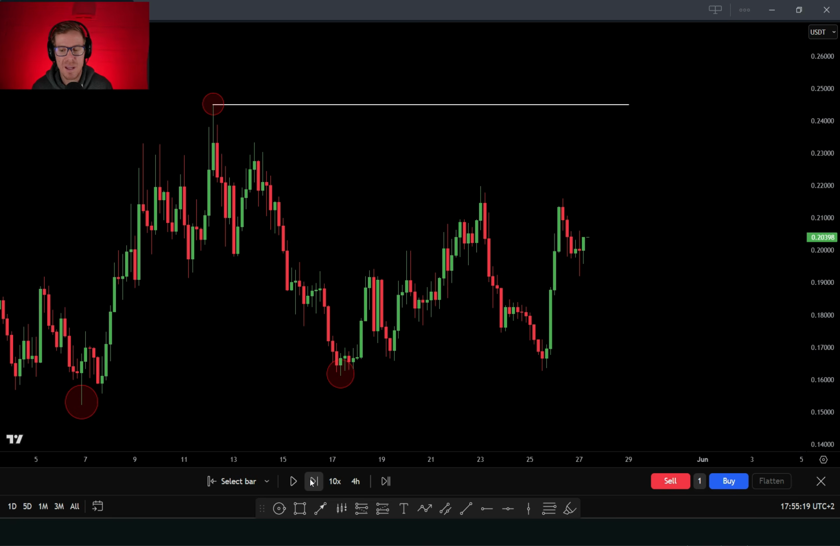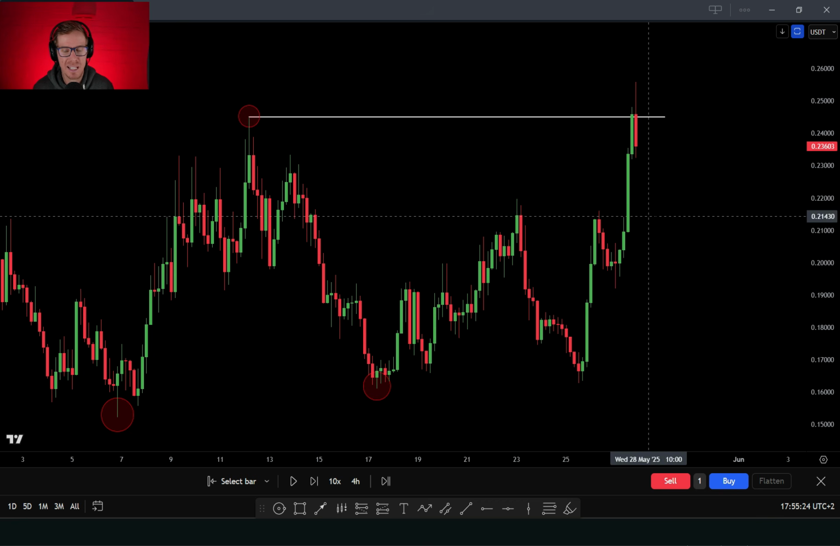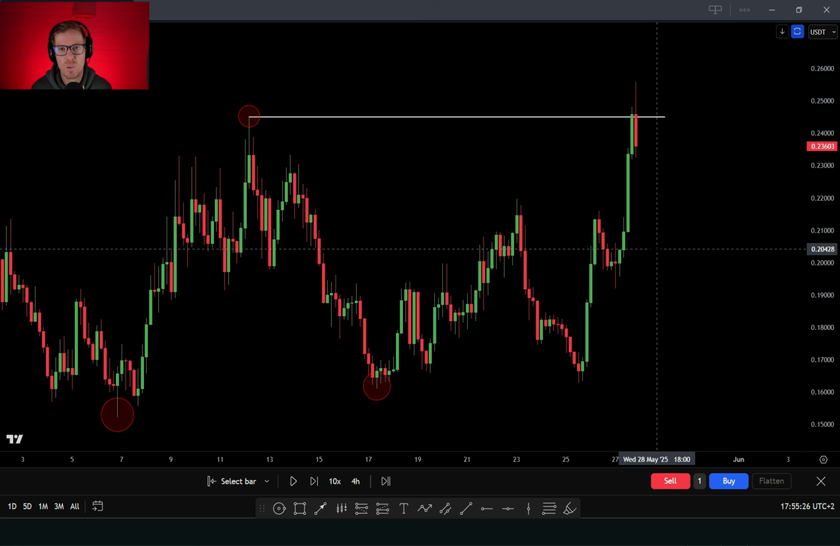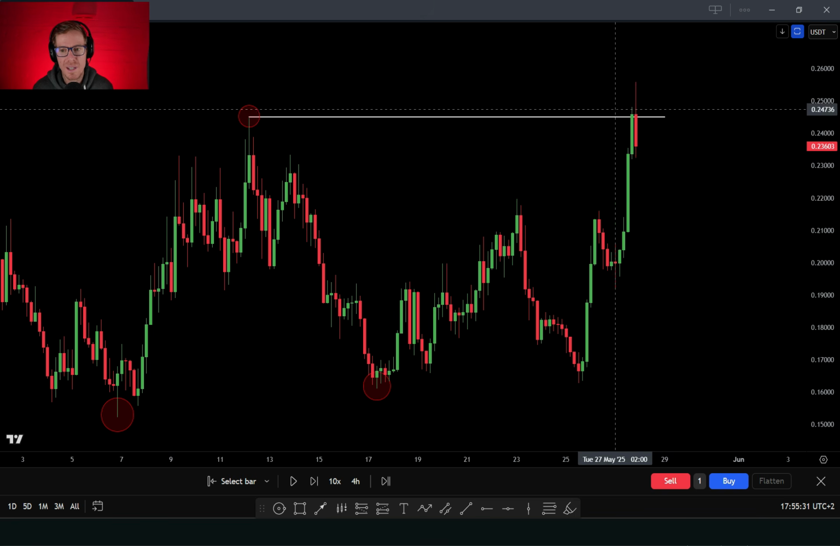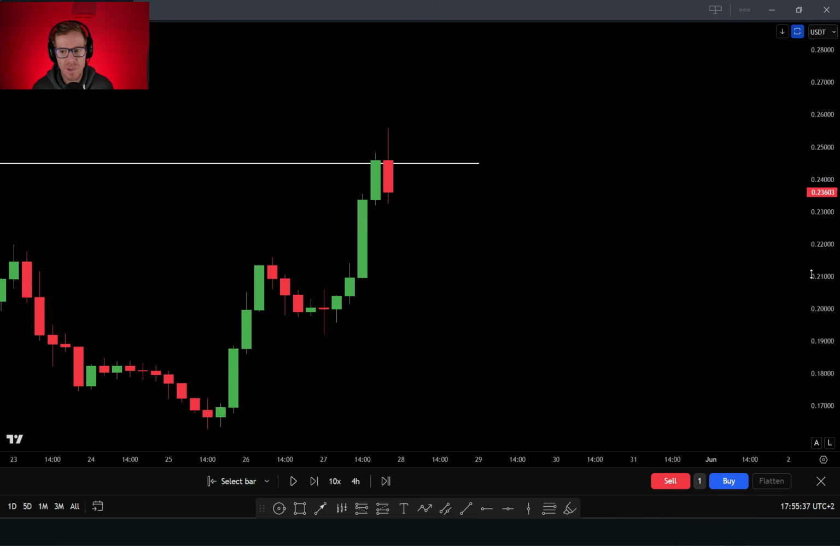So I waited patiently for price to come to this level. You can see price tapped into this key level. And this is precisely now where you want to get ready to look for a trade. Remember, you always want to see price coming to your key level before you look for an entry. So then we zoomed into this trade.